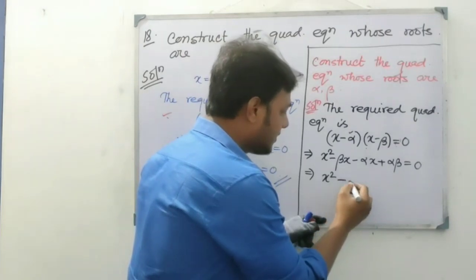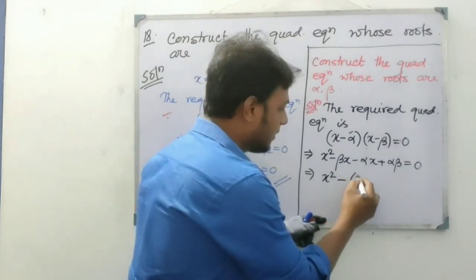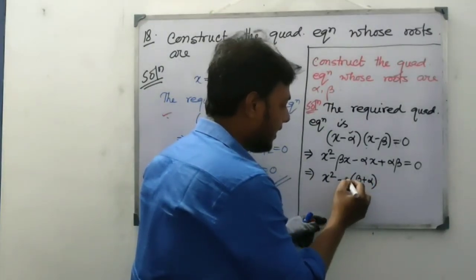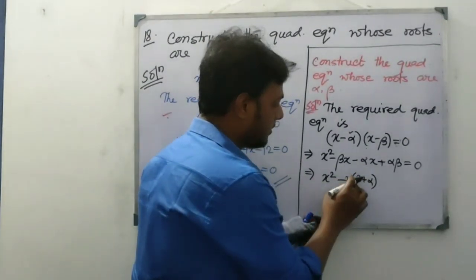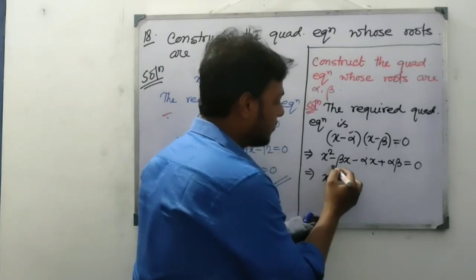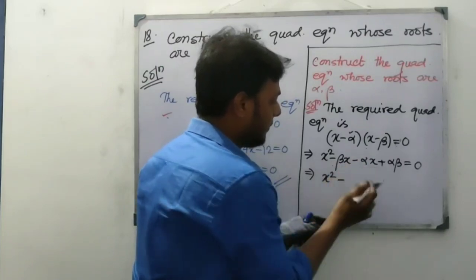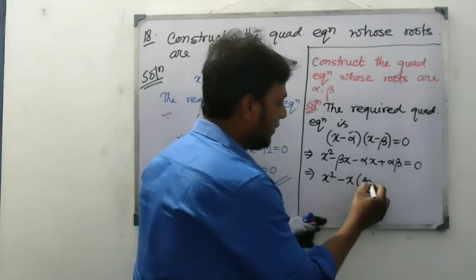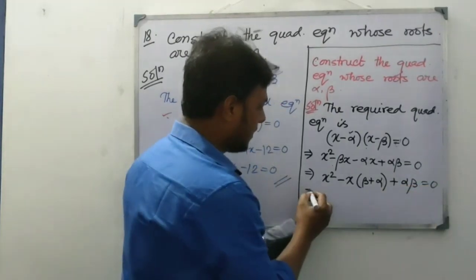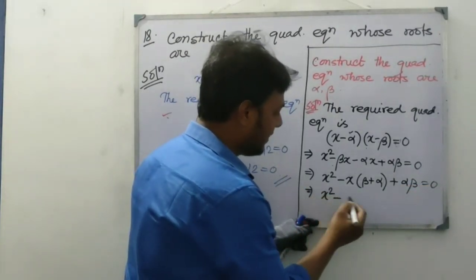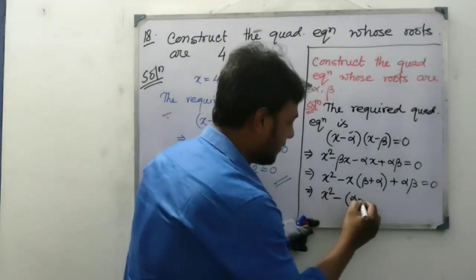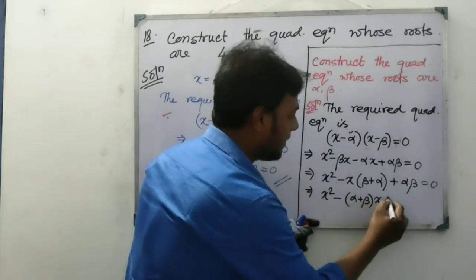So if you take common minus, then it will be beta plus alpha into x. If we take common minus x from these two terms, then it will be beta plus alpha, beta equals to 0. Understood? I am writing very easy. Just I will write this term as alpha plus beta, and beta plus alpha is the same thing, plus alpha beta.